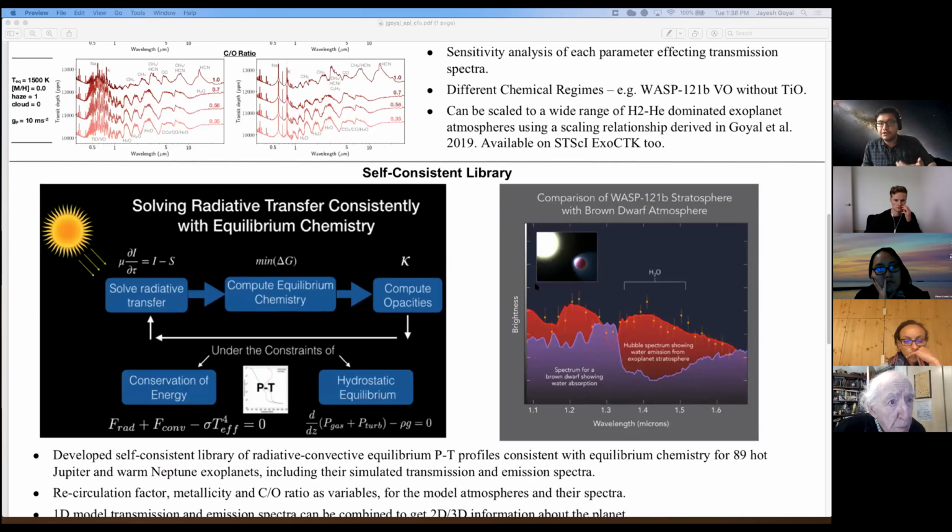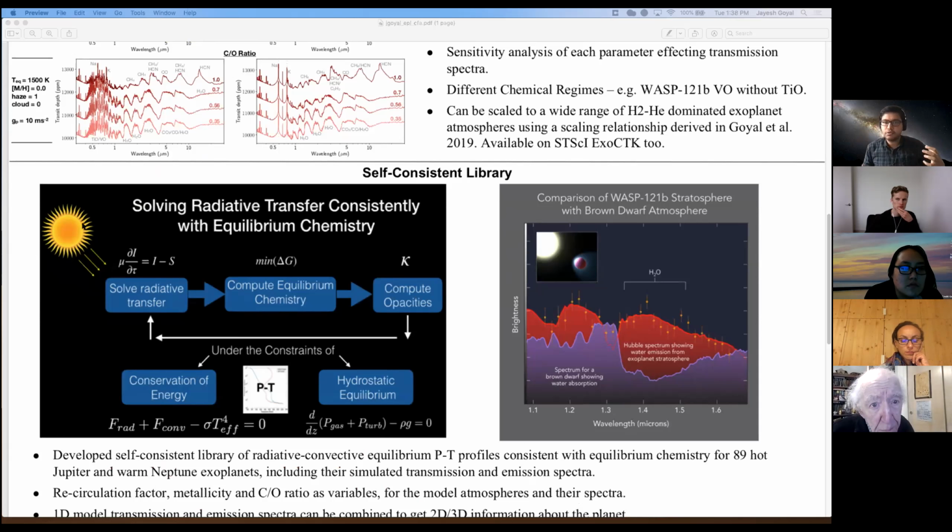And also, if you want to generate an emission spectrum, you want to get the thermal structure of the atmosphere, so we need to calculate that for the emission spectrum. And how we did that is shown in this figure here. So this is what we did, the self-consistent library. This is what it does.